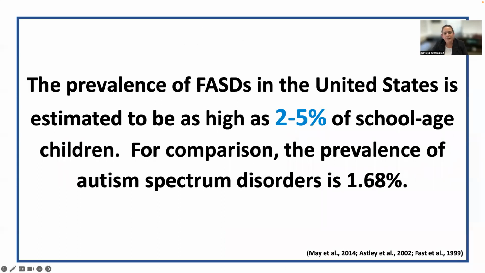The prevalence of FASDs in the United States is estimated to be as high as 2 to 5% of school-aged children, a rate similar to that of autism spectrum disorders. CDC studies have estimated FAS prevalence at 0.2 to 1.5 cases per 1,000 live births, while other studies using different methodologies have reported higher estimates of 6 to 9 cases per 1,000 children.